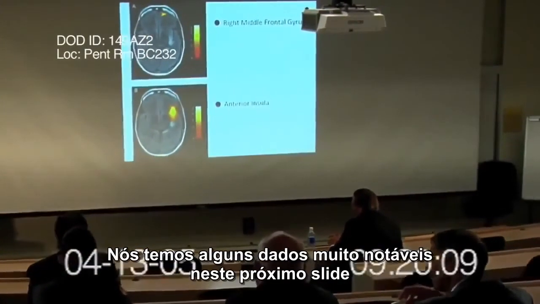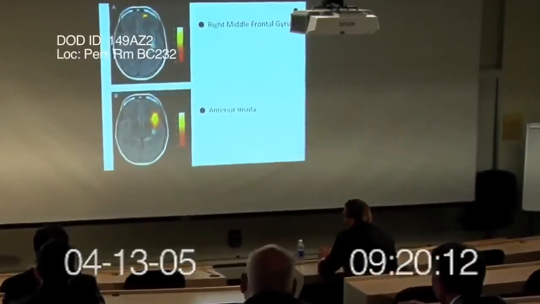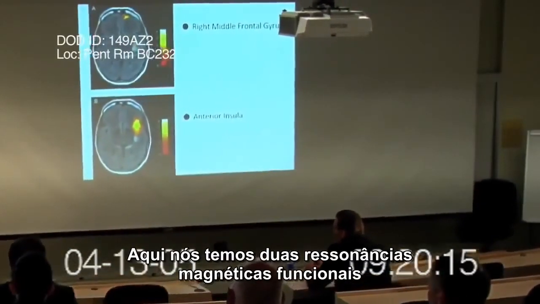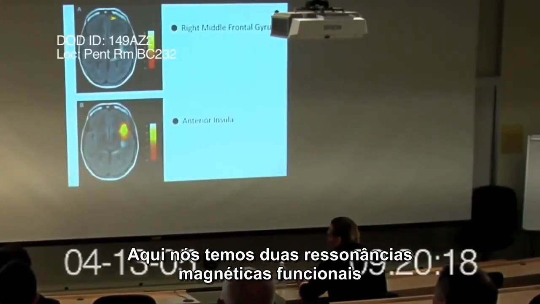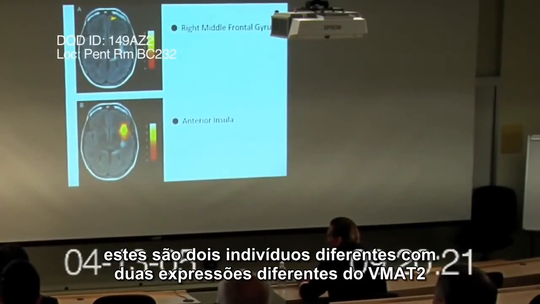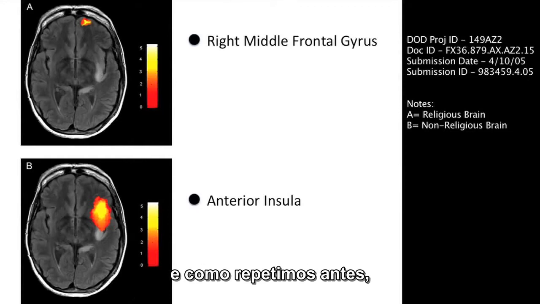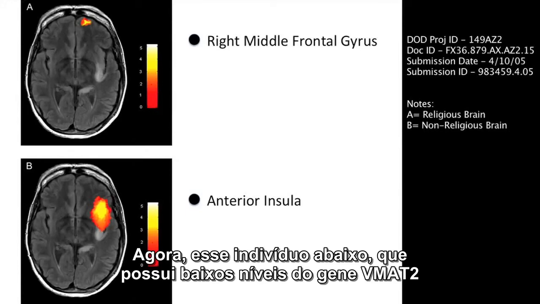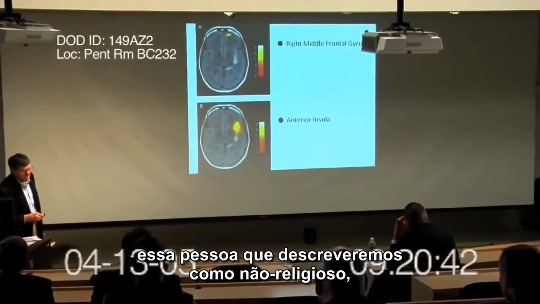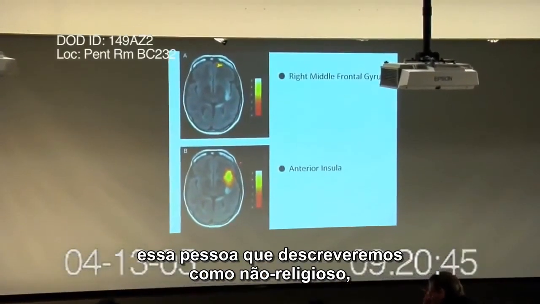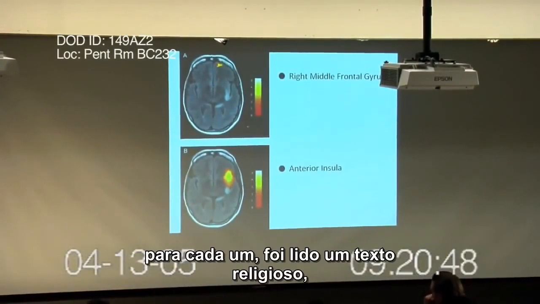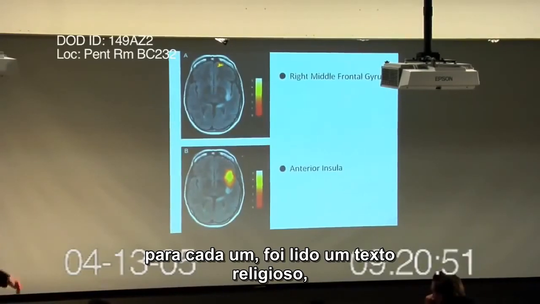So we have some very, very remarkable data in this next slide. Here we have two brain scans. These are fMRIs. These are two different individuals with different levels of expression of VMAT2. On top is an individual who's a religious fanatic, an individual, and we've repeated this numerous times, that has high levels of VMAT2. Now, this individual down here who had low levels of the VMAT2 gene, this individual would self-describe as not particularly religious. In each case, these individuals were read a religious text.